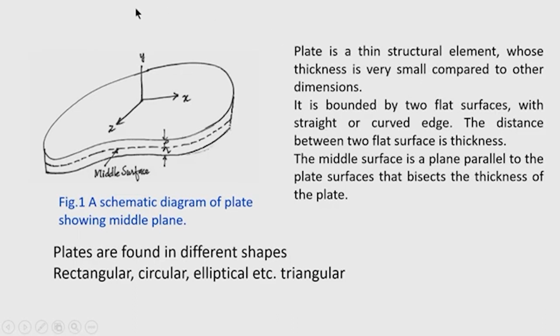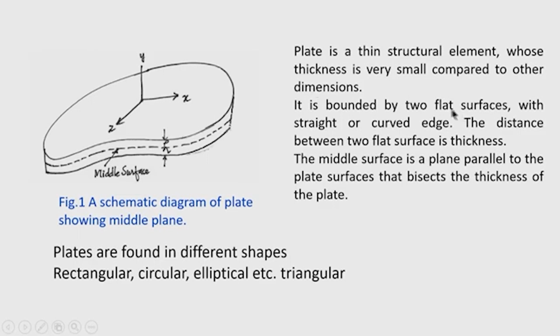So, if I see the major dimensions of any structure, that is length, breadth and thickness, then you will see that thickness is very small compared to length and breadth. So, therefore, this type of structure gives advantage in reduction of weight, and also it has high rigidity in flexure as well as in axial deformations.